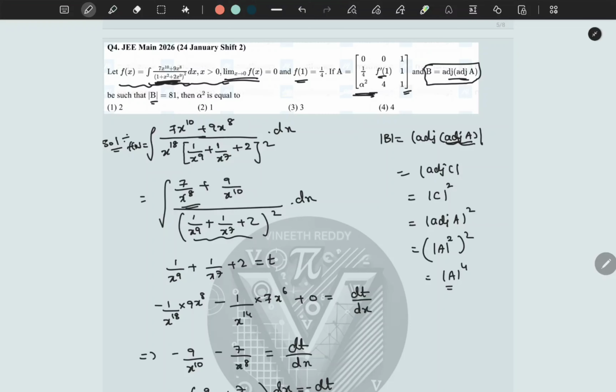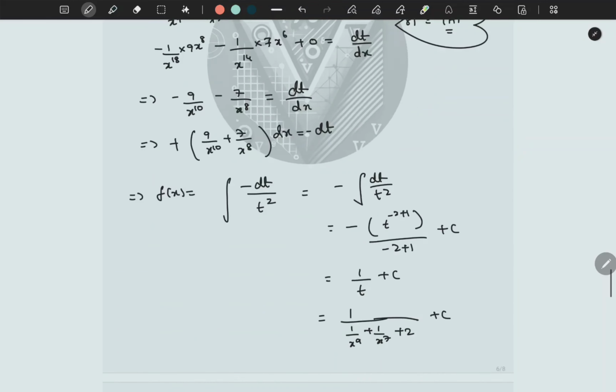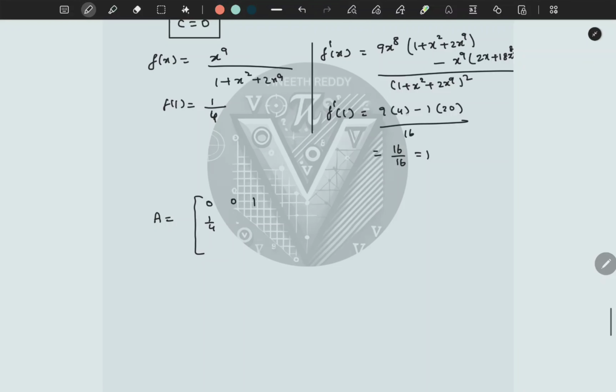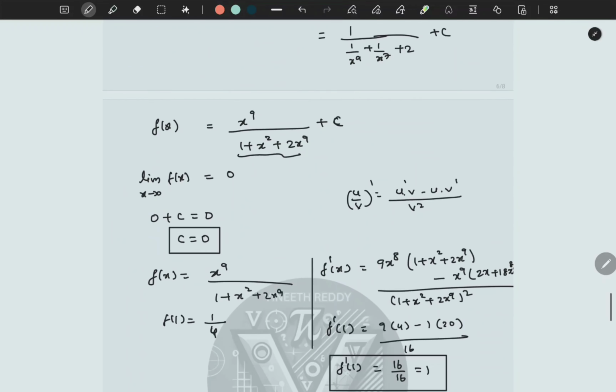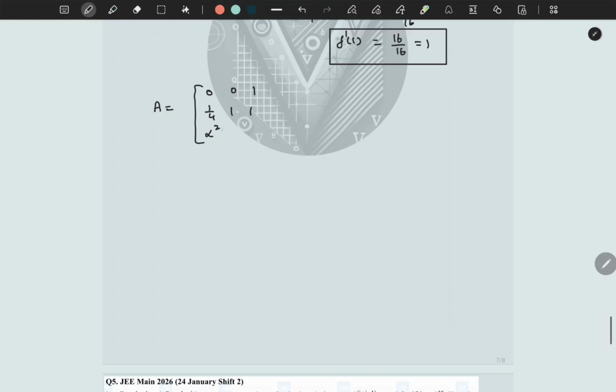Achha, ultimately, determinant of B is anyways 81. So we have to find determinant of A, right? So A is 0, 0, 1, then we have 1 by 4, f dash of 1 which is 1, and then 1, 1. Then we have alpha square, 4, 1. Yeah, this is A, and determinant of A, if I expand the determinant along the first row, what do we get?